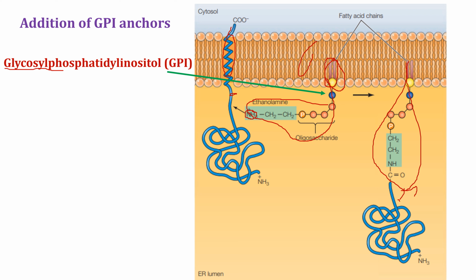The GPI anchor contains two fatty acid chains linked to the inositol head group and an oligosaccharide portion consisting of mannose and glucosamine residues. This is the inositol, and these are the mannose and glucosamine residues. So this is all about today's video.